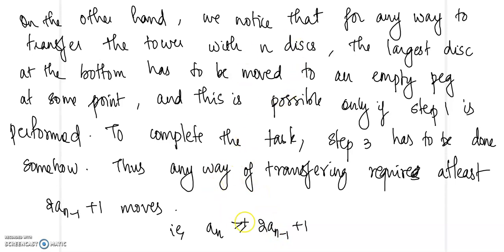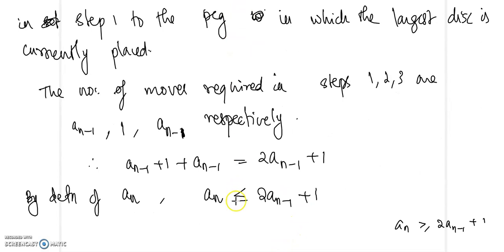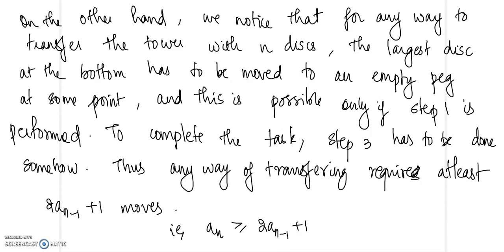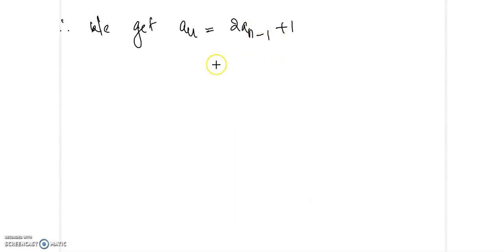So we have got a_n greater than or equal to 2a_{n-1} plus 1 and a_n less than or equal to 2a_{n-1} plus 1. So combining both, we will get a_n equal to 2a_{n-1} plus 1. So this is the recurrence relation for the problem of Tower of Hanoi.